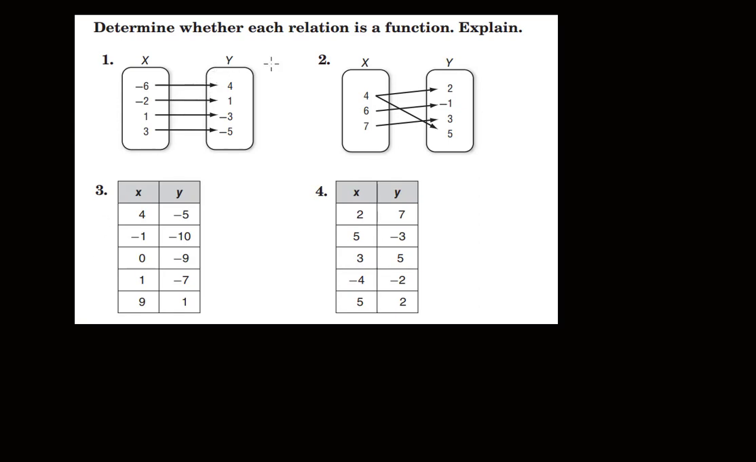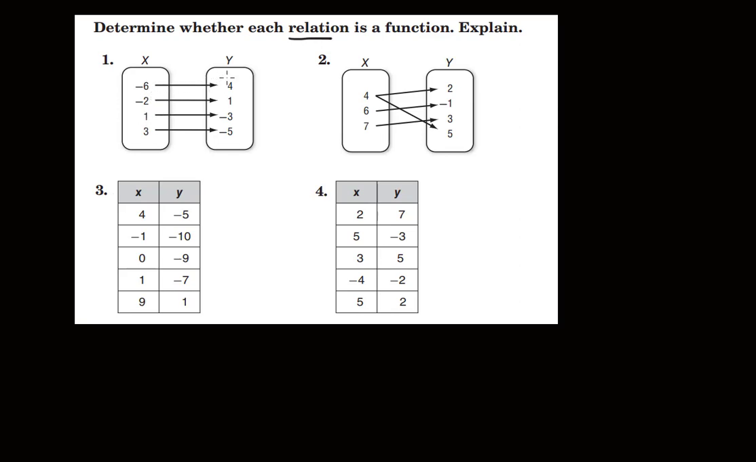So how do we determine whether a relation is a function or not? Then we will explain. Always we will look for the x value. As you can see, the x value is a unique number. There is no duplicate because -6 only appears one time. -2, 1, and 3 all appear one time.